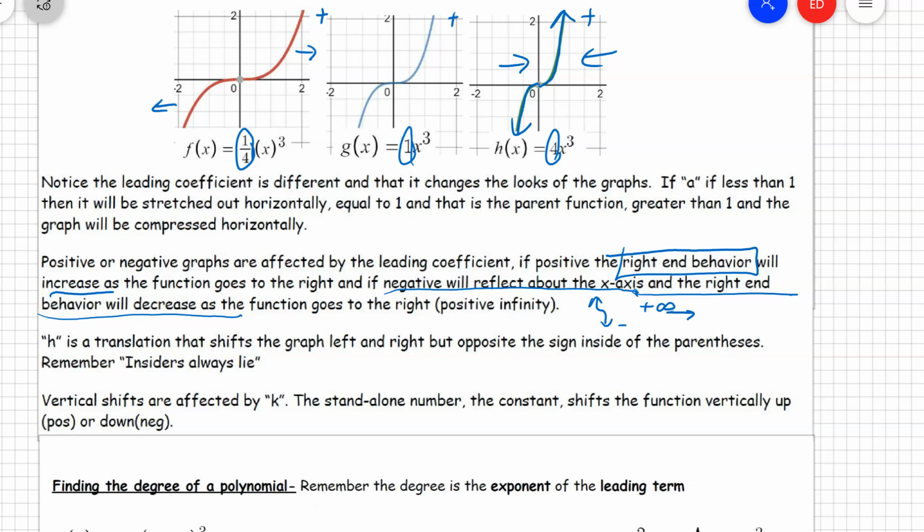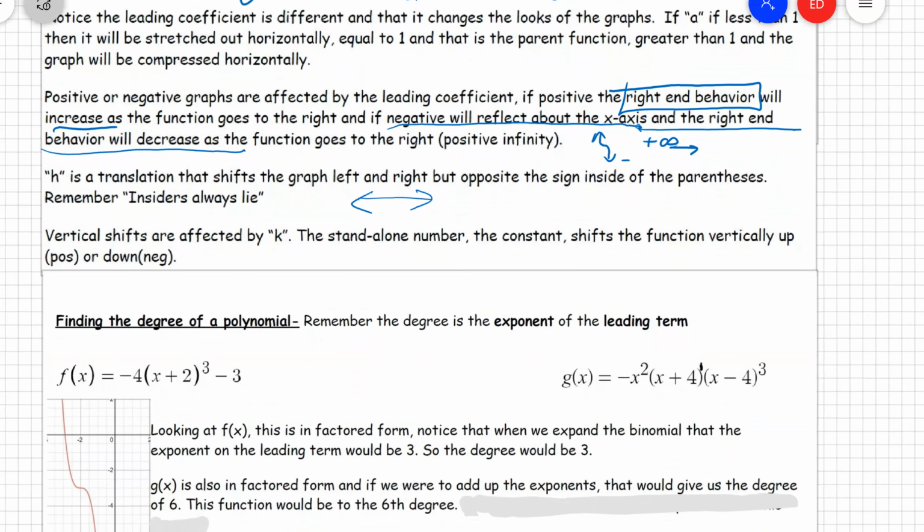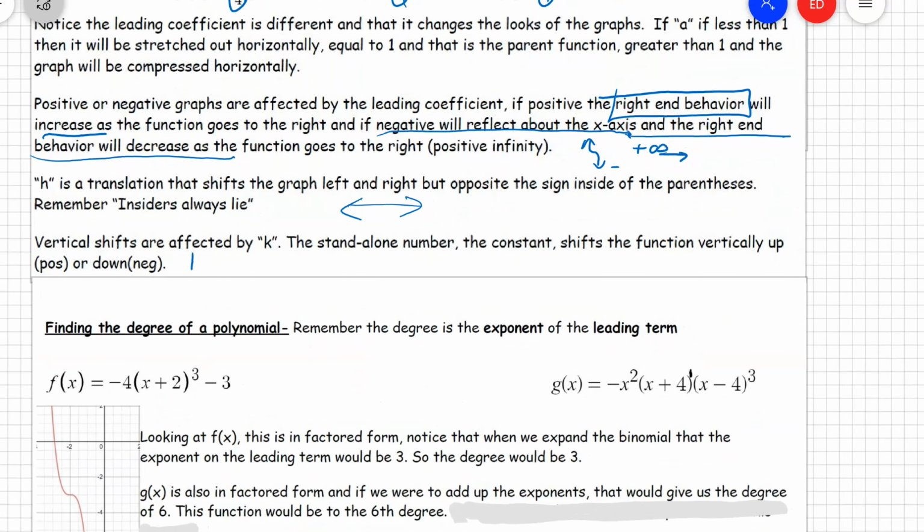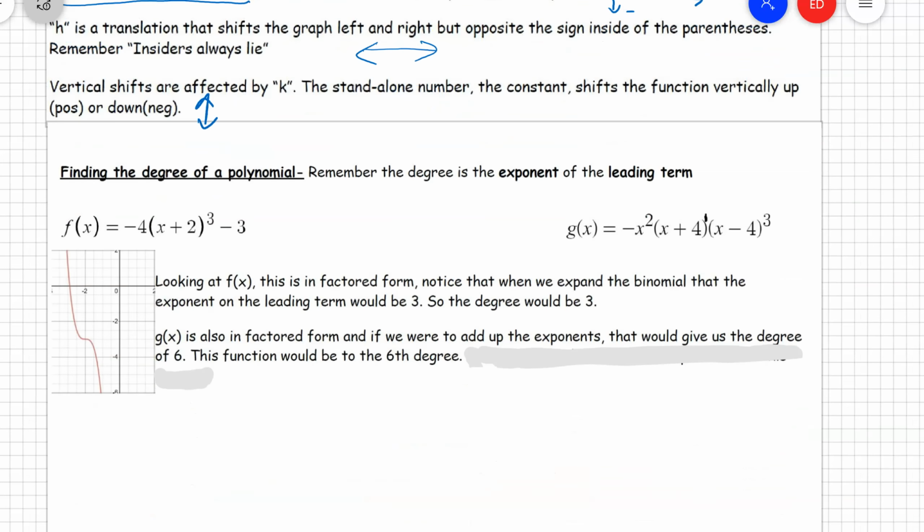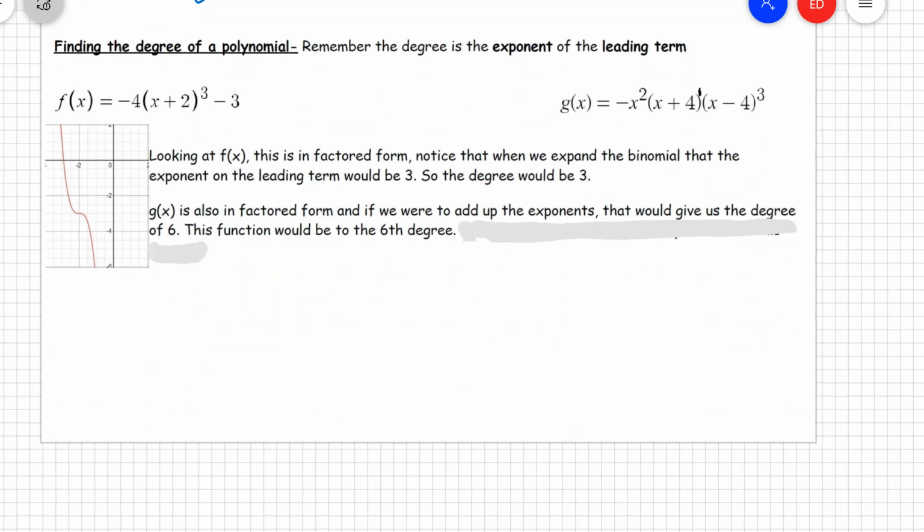All right, so the h is the translation that shifts the graph left and right, but opposite the sign in the parentheses. Insiders always lie, just as a reminder. And a vertical shift, k, we talked about that as well. It's going to shift up and down, depending upon if it's positive or negative. So those are the parameters of that.